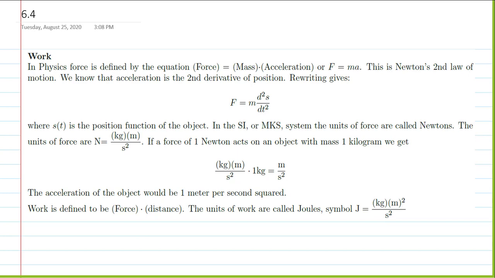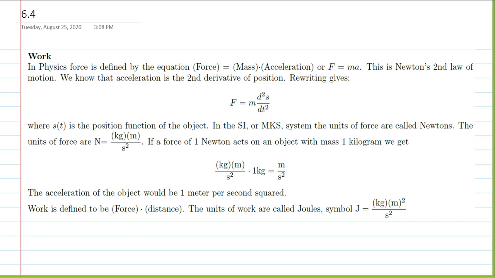But work, in physics, force is defined as mass times acceleration, or as we may have seen, Newton's second law, F equals ma. This is Newton's second law of motion. We know that the acceleration is the second derivative of position, because when we take derivatives, if we have a position function, the first derivative is velocity, and the second derivative is acceleration. So rewriting using our calculus notation, we get F is equal to m times d2s dt squared, where s is the position function.